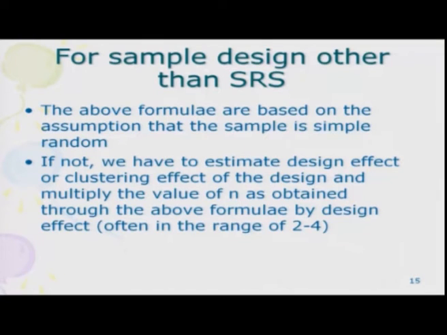The above formulae are based on the assumption that sample is simple random. If sample is not simple random, we have to estimate design effect or clustering effect of the design and multiply the value of n as obtained through the above formula by design effect, often in the range of 2 to 4. I am repeating this because these things are not commonly found in sociological methodology books.